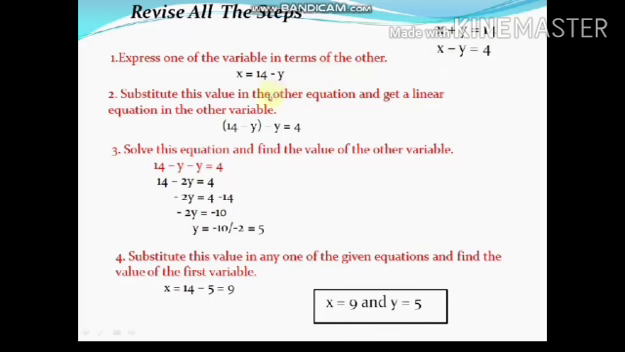In second step, we will substitute the value of x in second equation: x + 14 minus y equal 4. Then we will simplify this and we will get the value of y. In next step, we will substitute the value of y in third equation, that is 14 minus 5, we will get 9. So for this pair of equation, the value of x is 9 and the value of y is 5. Again, you can verify, check your answer by substituting the values of x and y.